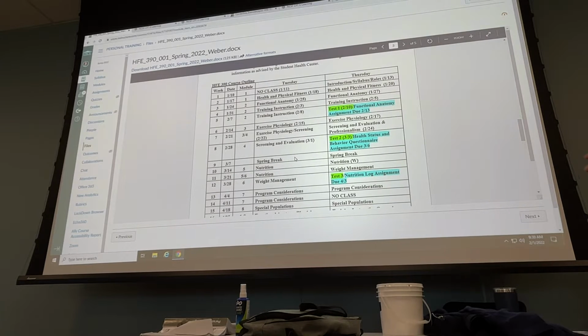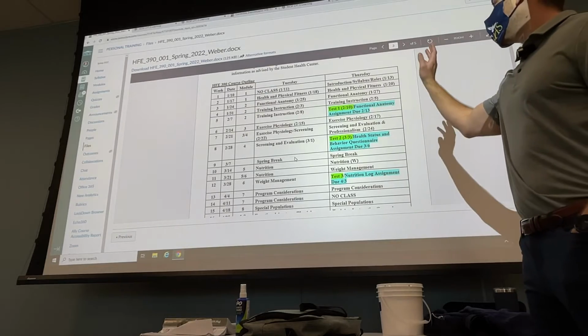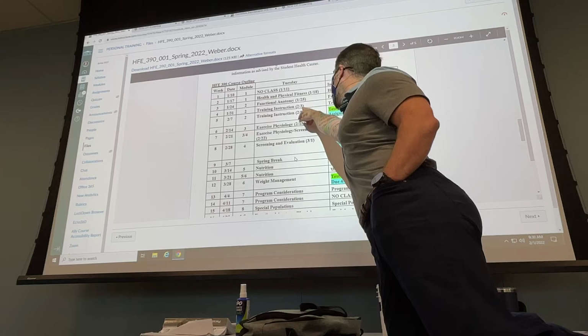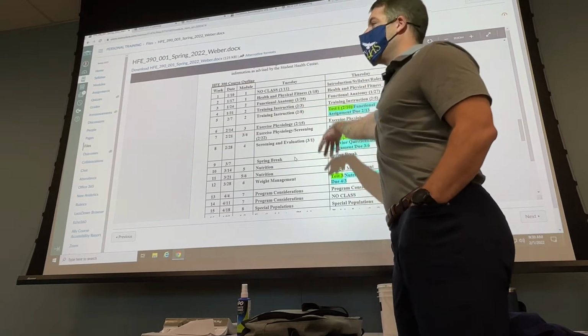So, sorry. Why is this wrong here? Is that supposed to be 2-1 right here? Okay, so let's just forget about that.